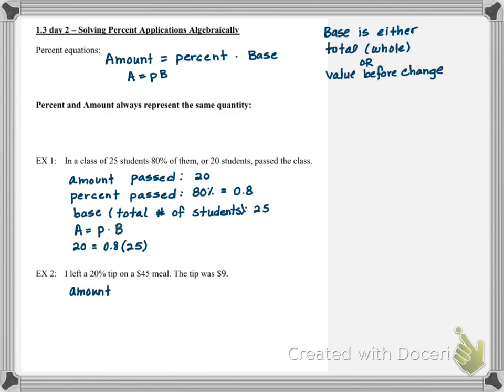So we have amount. In this case, what do the amount and the percent represent? Good. And then the base is going to be the price before the tip. So it's a $45 meal, a $9 tip, which is also a 20% tip, which is 0.2. And 9 does in fact equal 0.2 times 45.